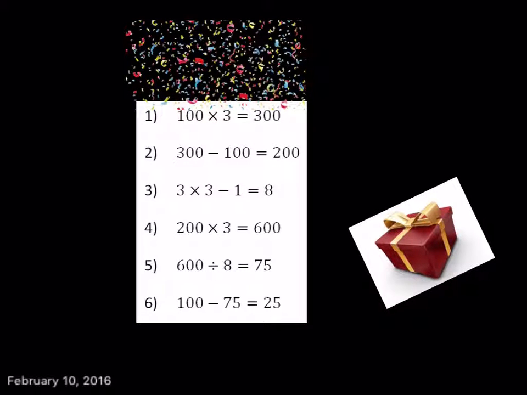Now, our last step is 100 minus 75. And 75 is children, not adults, because we changed all the children to adults. And since 75 children is part of the 100 people, we will end up with 25 adults. Now, this is my second solution.